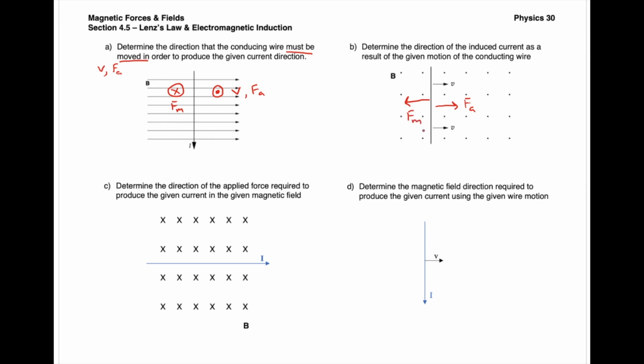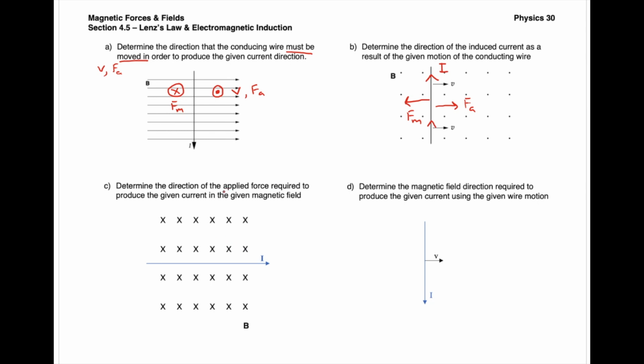And so once I know my force magnetic, now I can do my hand rules again. So my palm is going to be pointing towards the left side of the page. That's this force magnetic. And my fingers are going to be pointing directly up and out of the page. That's those magnetic field lines. And what you'll see then is that your thumb is pointing towards the top of the page. And so my current running through the wire will be moving towards the top of the page.